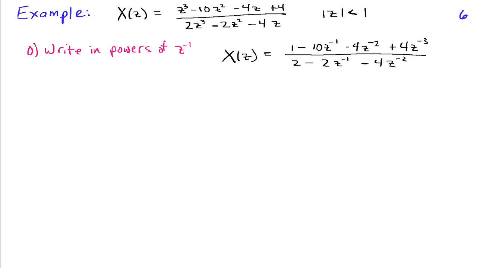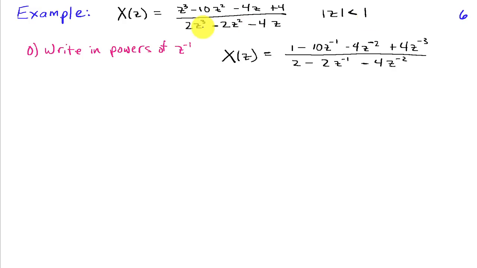We'll do another example here with a few more of the steps required. And in this case, I'm giving you X of z is z cubed minus 10z squared minus 4z plus 4 divided by 2z cubed minus 2z squared minus 4z. And we'll have a region of convergence, magnitude of z less than 1.